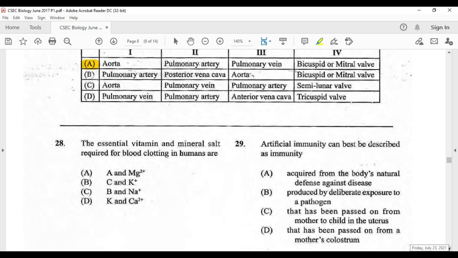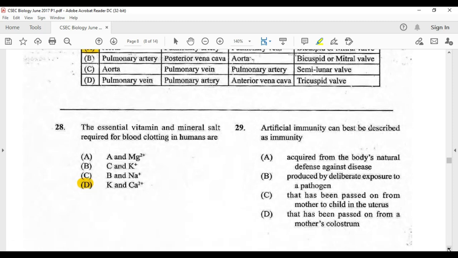This is also a repeated question straight from the 2016 paper. I don't think anything would have changed. The essential vitamin and mineral salt required for blood clotting in humans are, of course, we're going to remember that every time, vitamin K and, of course, calcium. All right? So not vitamin C, but calcium.